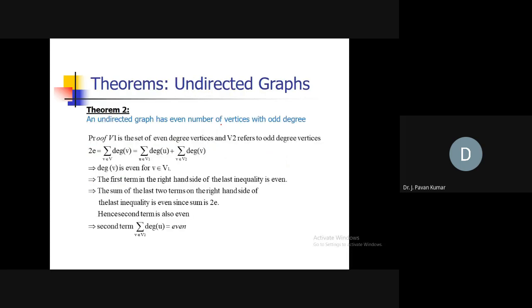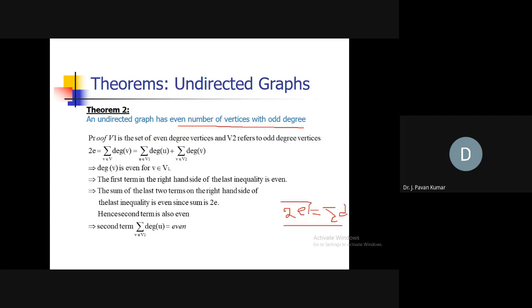Next, the second theorem that we have proved is that every graph has an even number of odd degree vertices. Whatever graph you consider, it will have an even number of odd degree vertices. We cannot draw a graph with an odd number of odd degree vertices. Why? Because according to the earlier theorem, the handshaking theorem, 2 multiplied by E is the summation of all the degrees.